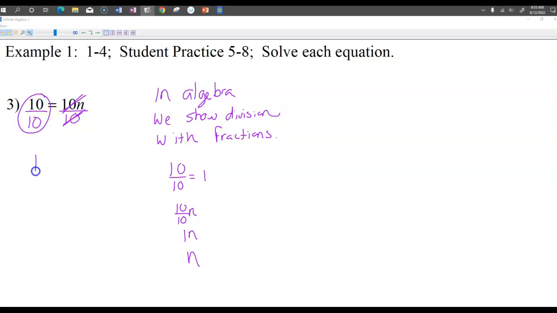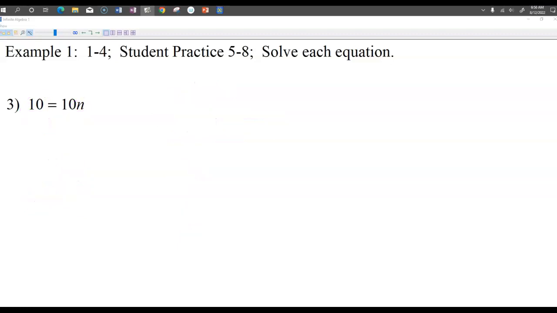10 divided by 10 is 1. So you could write your answer like this if you want to, but since there's a 1 in front of the n, we don't have to write the 1 in front of the n, but you have to have the 1 on the other side. So that means that n is equal to 1. All right, let's go ahead and take a look at a 4th example here.